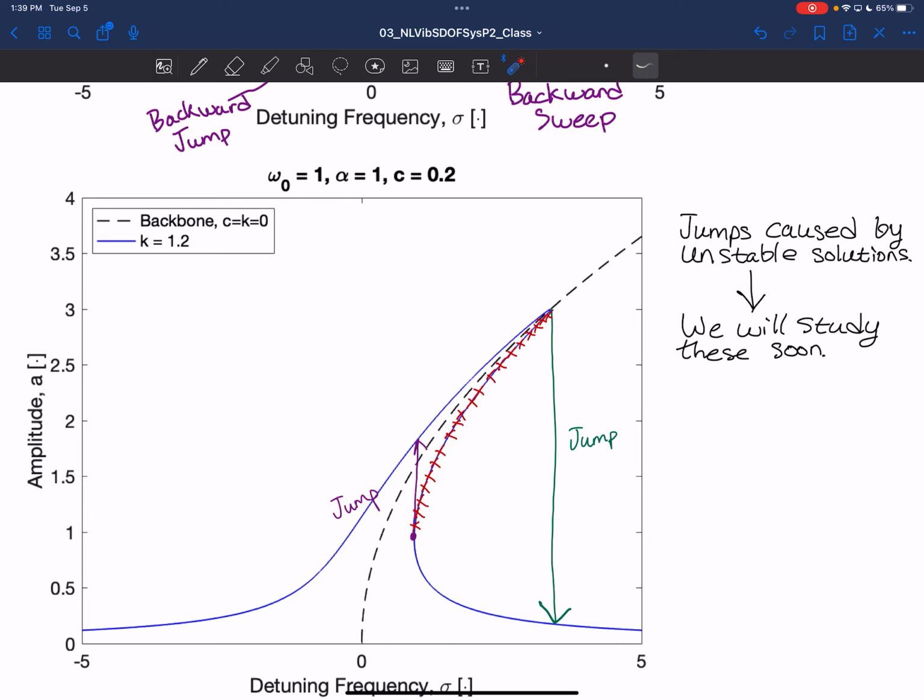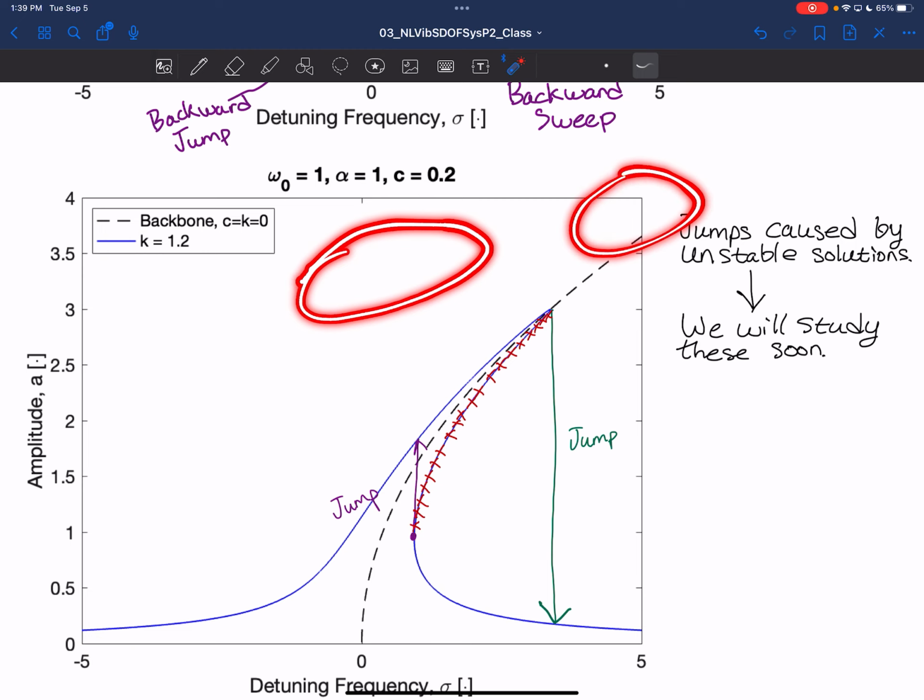We can't study these here with multiple scales and weak nonlinearity. But when you have strong nonlinearity, you can get things known as isolas, where you'll have a branch that exists by itself, like up here, or maybe over here.